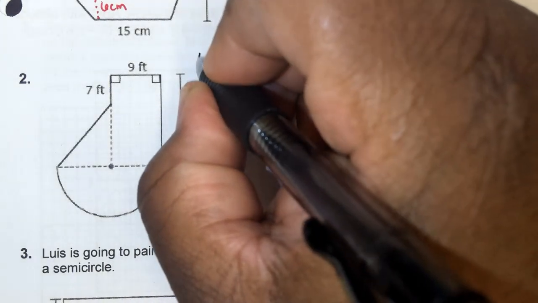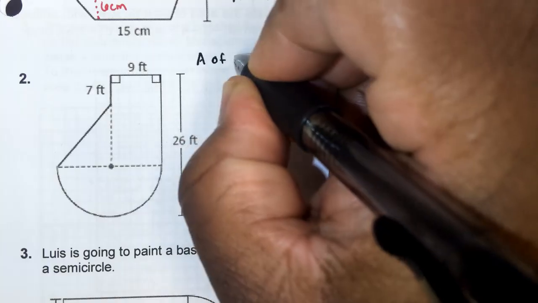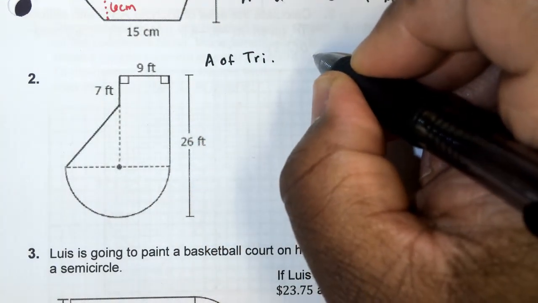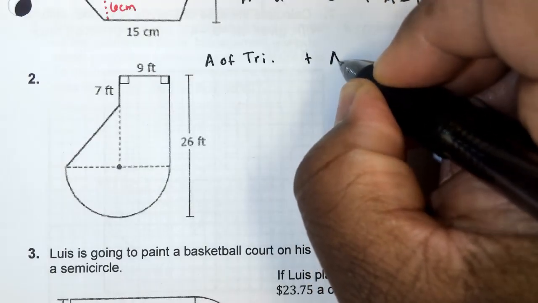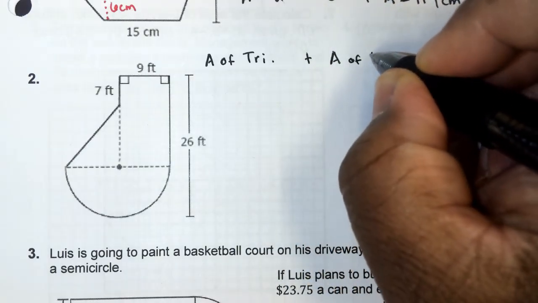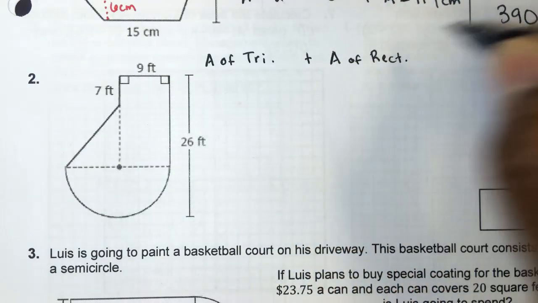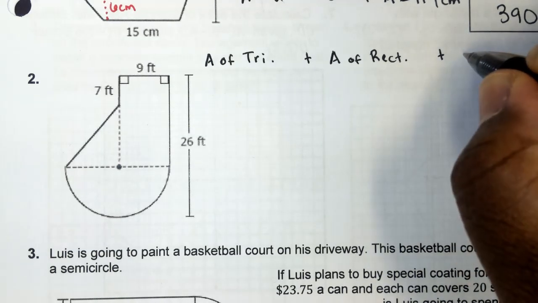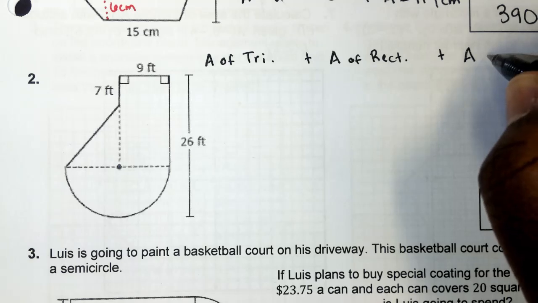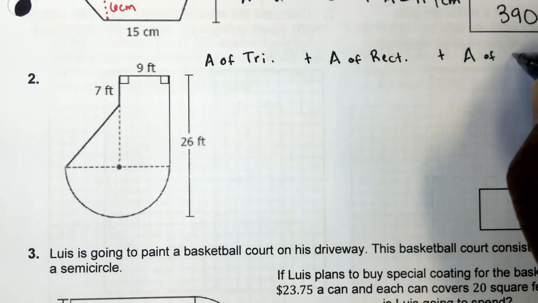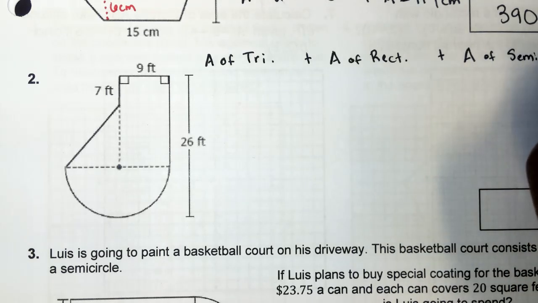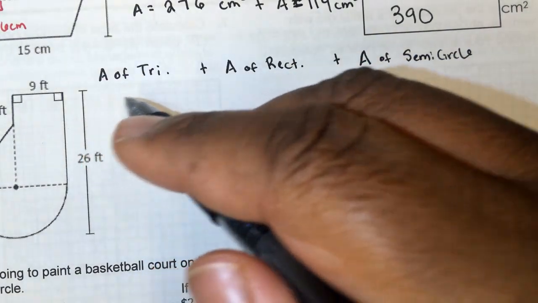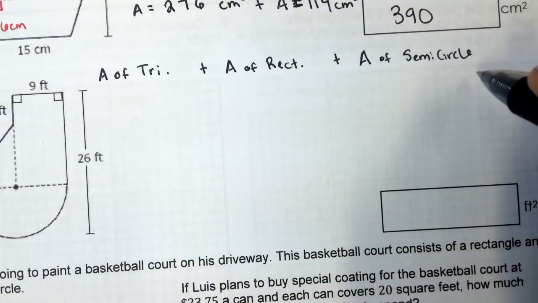What do you call half of a circle? You ain't never heard it be called that before? Somebody whispering it to you. Yeah, semicircle, semicircle. So on this one, I'm doing area of a triangle, area of a rectangle, area of a semicircle.